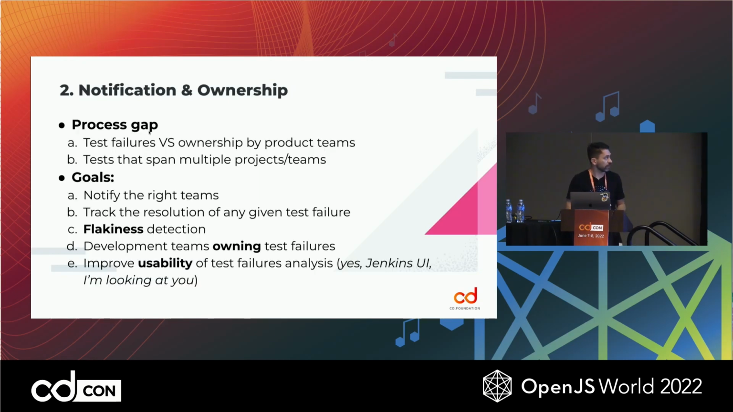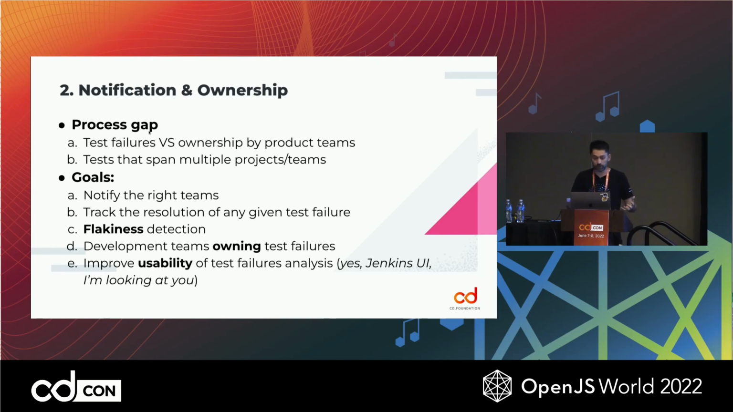The second major problem that we're interested in is notification and ownership. We have detected a process gap between the test failures and the ownership of those failing tests by product teams. This is especially pronounced when those tests span multiple teams or multiple projects. So who is going to resolve these tests?